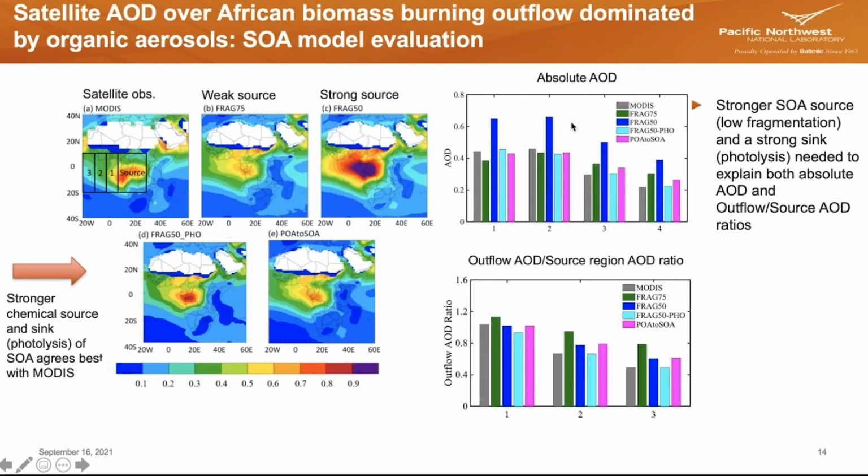And we clearly see here, when we look at absolute AOD with a strong chemical source in the blue, we make too much SOA in all regions. When we have a weaker chemical source, then absolute AOD looks fine. But if we take the ratio of what is in the outflow to inflow, we get higher ratios with a weaker source. So in this case, again, when we have both strong source and sink, we get much better agreement, both in terms of absolute AOD and the evolution of AOD downwind of the source region.